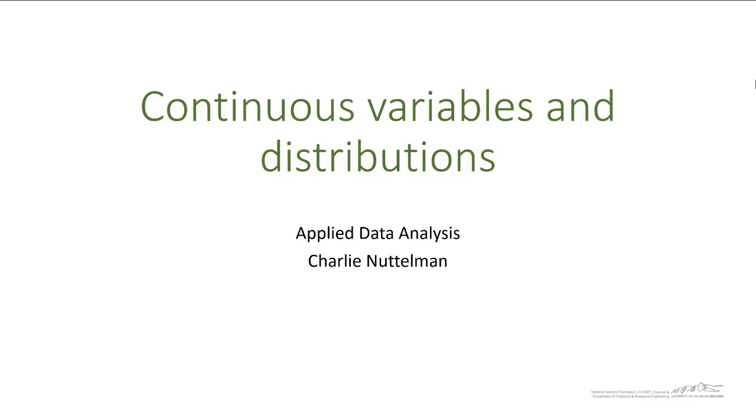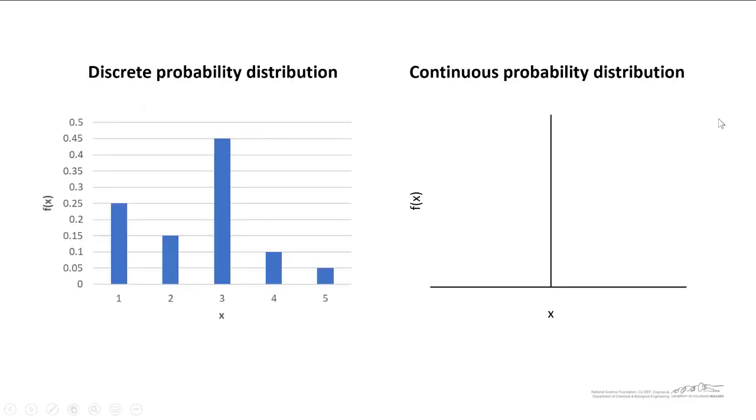Now we're going to talk about continuous variables and distributions. Up until now, we've been considering discrete variables and distributions. On the left, we have a discrete probability distribution. In discrete probability distributions, x values can only take on discrete values. So here we have x taking on 1, 2, 3, 4, 5.